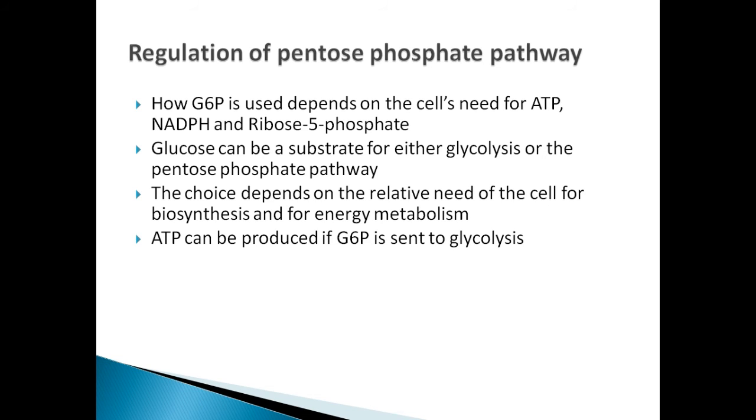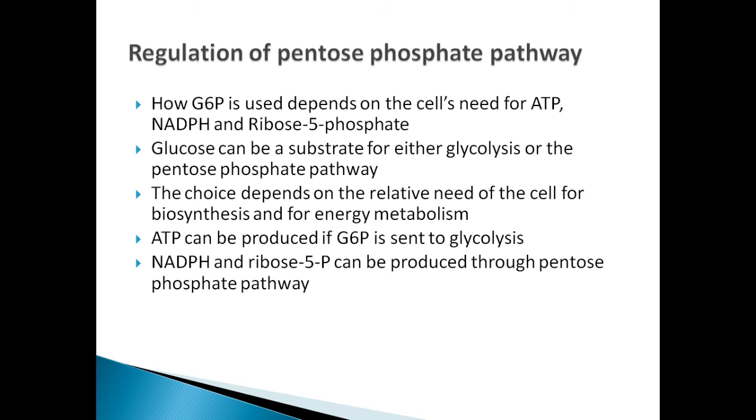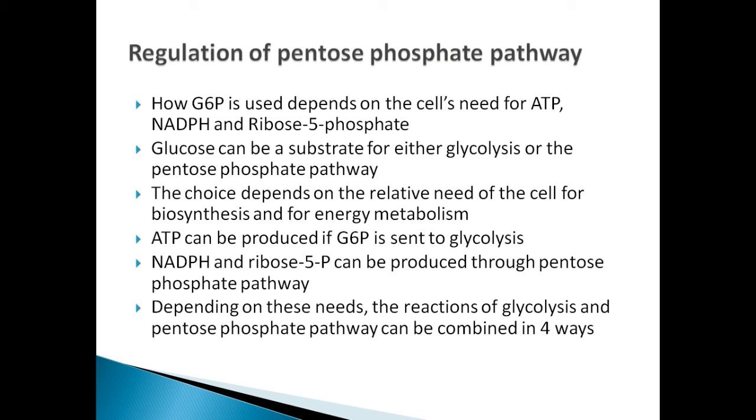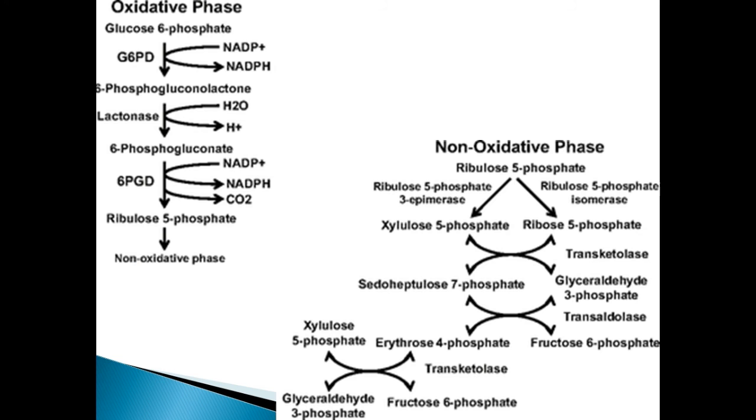ATP can be produced, of course, if glucose 6-phosphate is sent into glycolysis. We can have glycolysis, the TCA cycle, oxidative phosphorylation, and ATP will be produced. But NADPH and ribose 5-phosphate can also be produced if the pentose phosphate pathway is used instead of glycolysis. So depending on the needs of the cell, the reactions of glycolysis and the pentose phosphate pathway can be combined in any one of 4 ways.